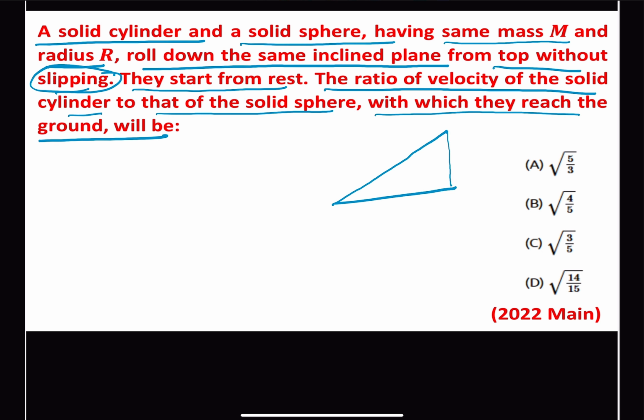Initially we suppose that the solid cylinder and sphere are somewhere here, at a height h, and they start from point A. Ultimately we have to find the ratio of velocity at the base, that is point B. So at point A, both the solid cylinder as well as the solid sphere have the same potential energy, that will be mgh.